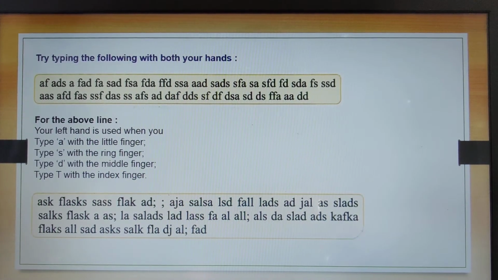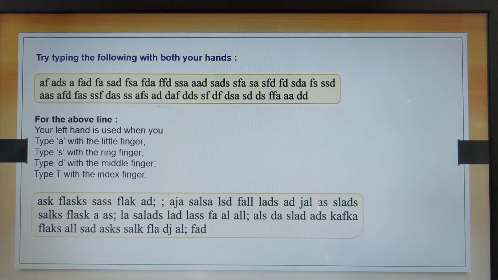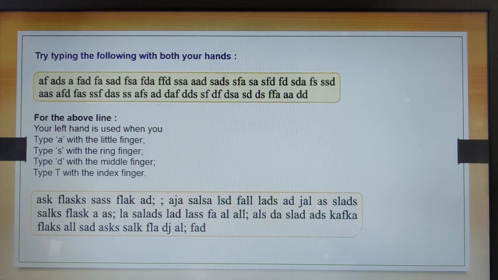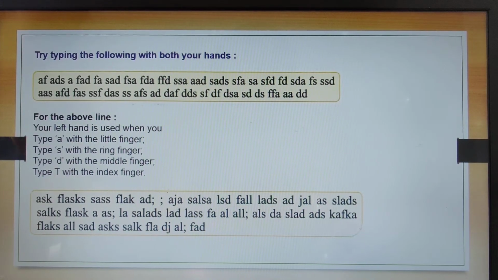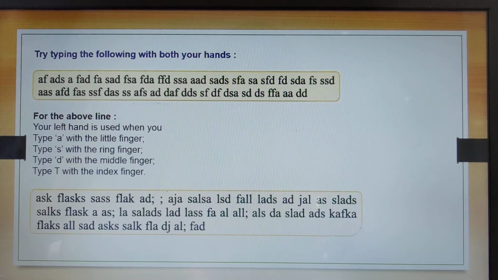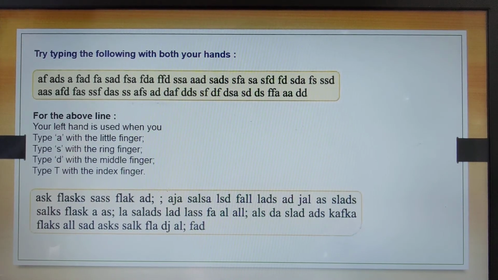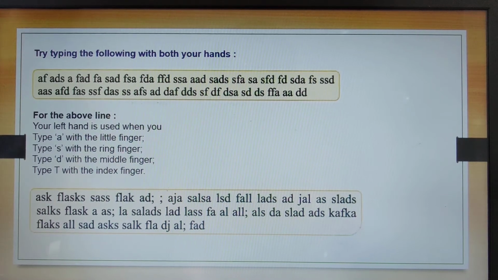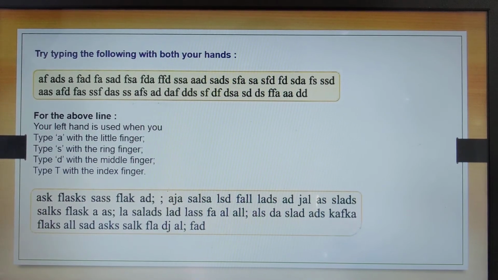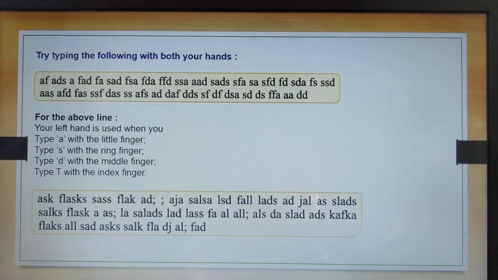Next, try typing the following with both your hands. Now you have to practice. After teaching you how to use your fingers by placing them in the middle row of the alphabetic keys, you have to try typing the things mentioned here: AF, ADS, A space, FAD space, FA space, SAD space. I will not read the entire thing for you. What you will do is sit at the computer, place your hands on the keyboard properly and then try typing these things, using space where needed and not using it where it is not needed.